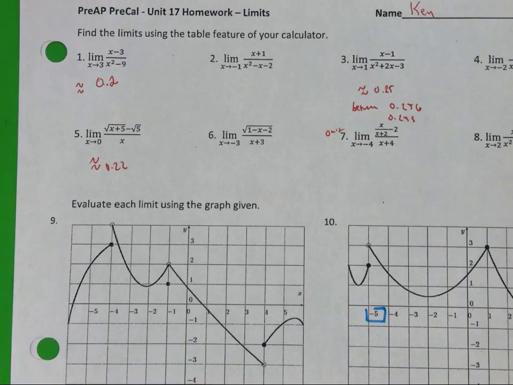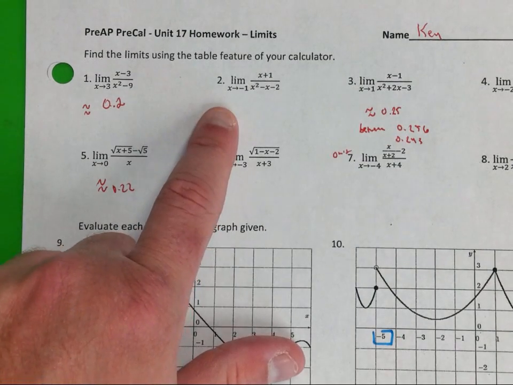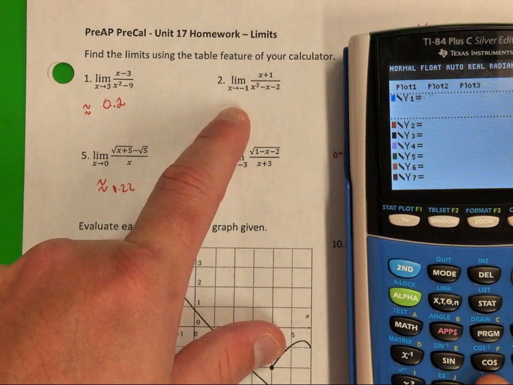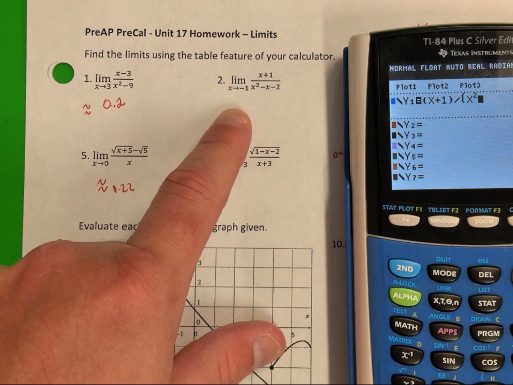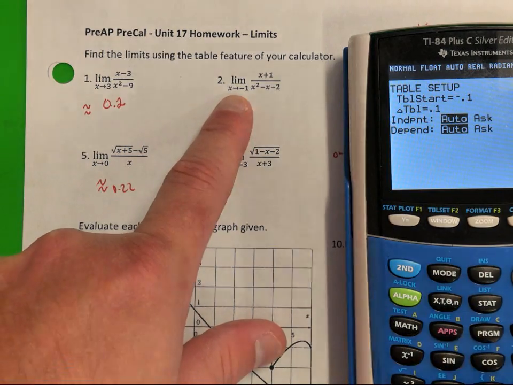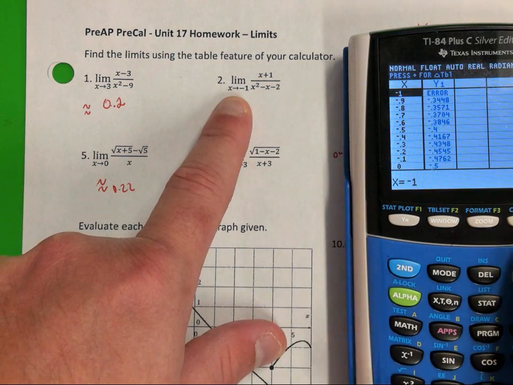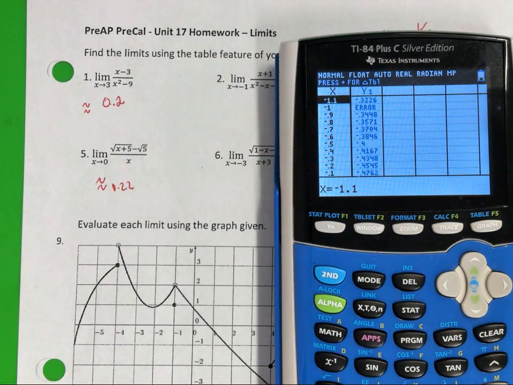We want to use our table feature on number 2 to see what the limit is as x approaches -1. So I'm going to go to y equals. Go to my table. I want to start at -1. So at -1, I see an error message on there.